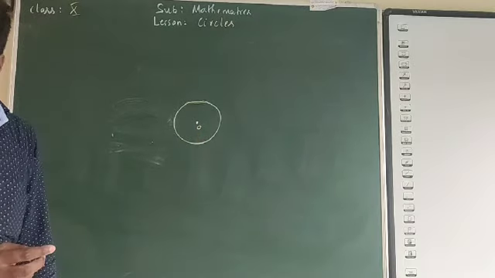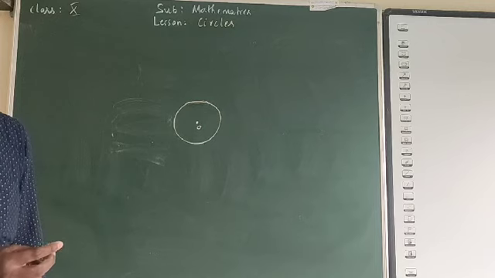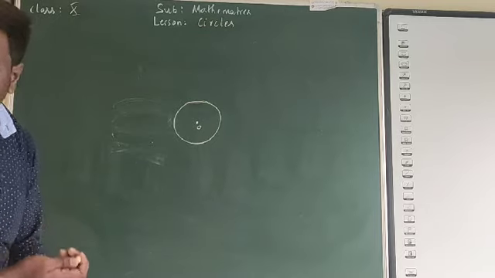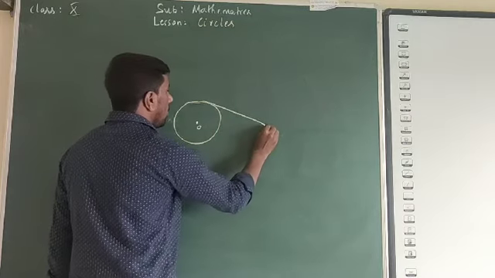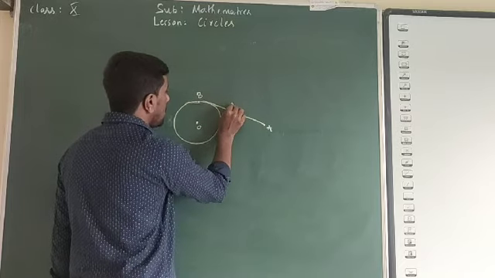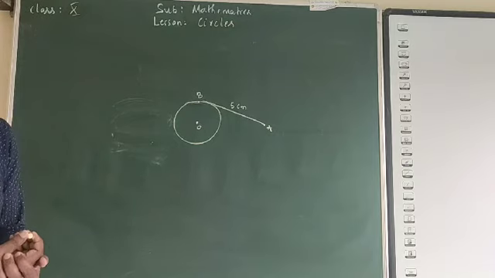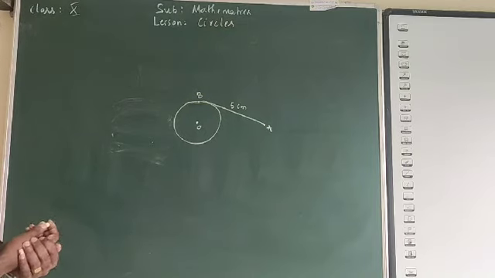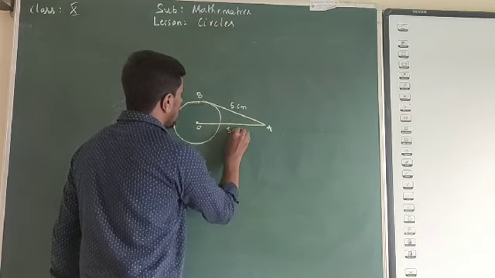They are given the length of a tangent from a point A at a distance of 5 cm from the center of the circle, which is 4 cm. So we will have a tangent from here; let me take it as B. From the center, the point is 5 cm away.